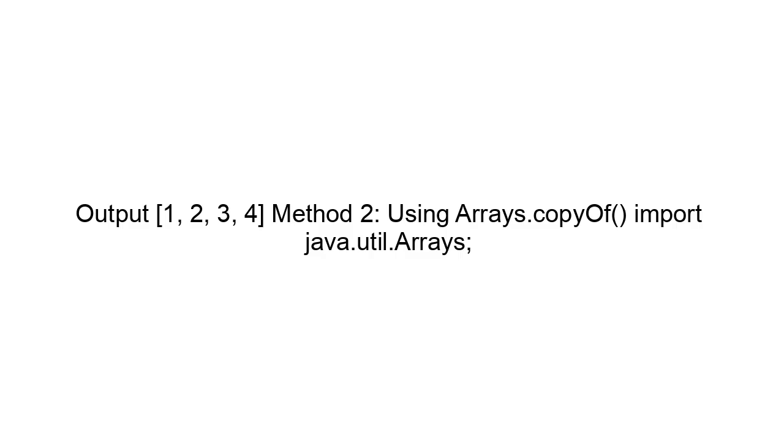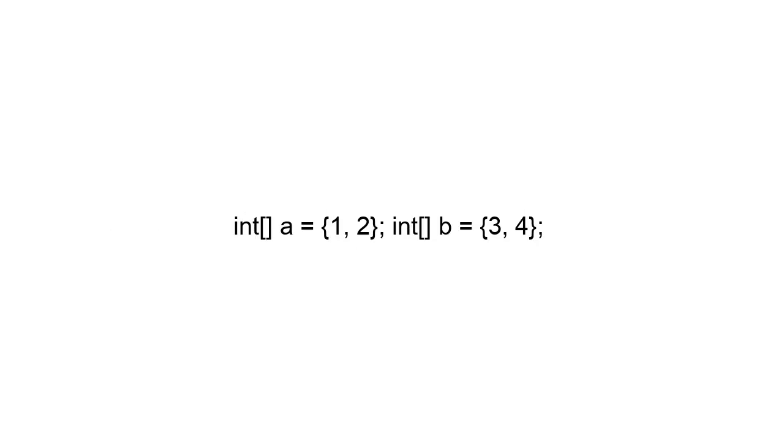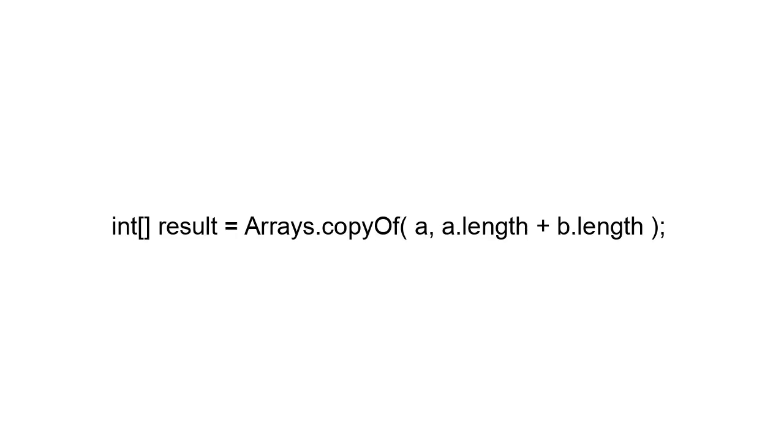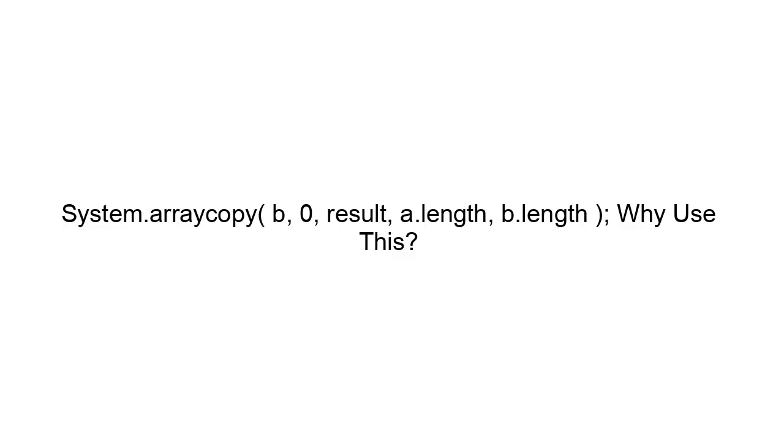Method 2. Using Arrays.copyOf, import java.util.Arrays. int[] a = {1, 2}; int[] b = {3, 4}; int[] result = Arrays.copyOf(a, a.length + b.length); System.arraycopy(b, 0, result, a.length, b.length). Why use this? Simpler initial copy, still efficient.